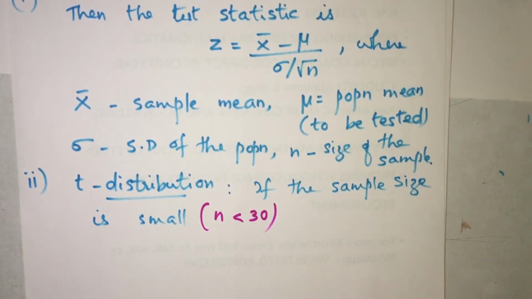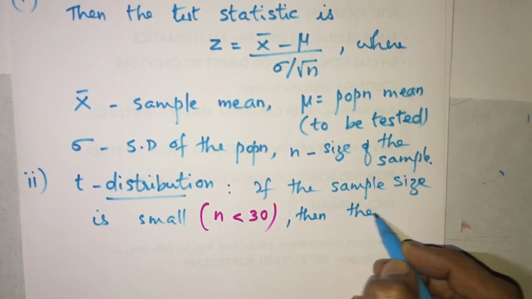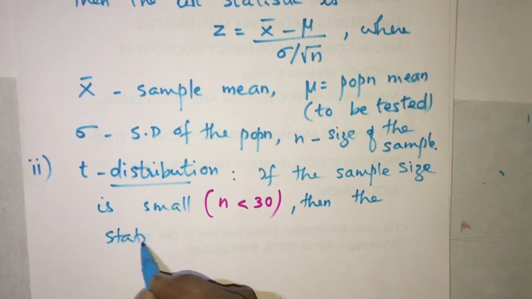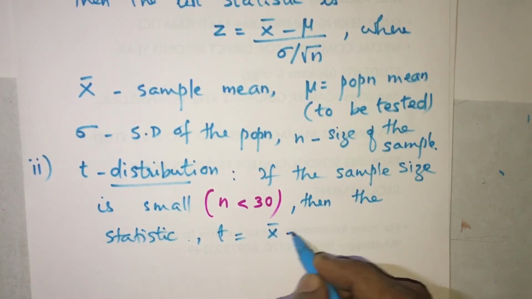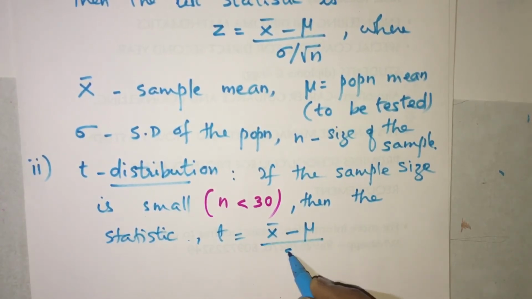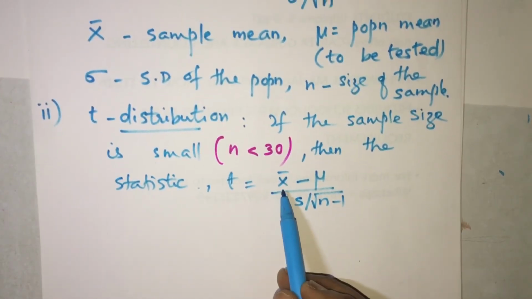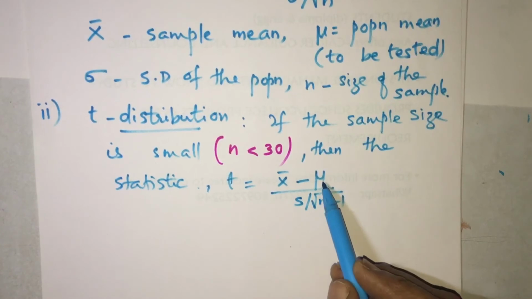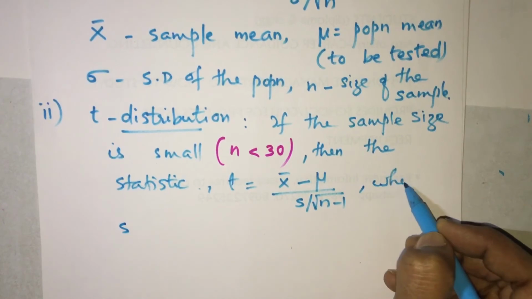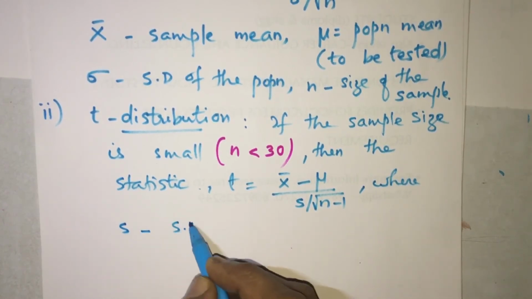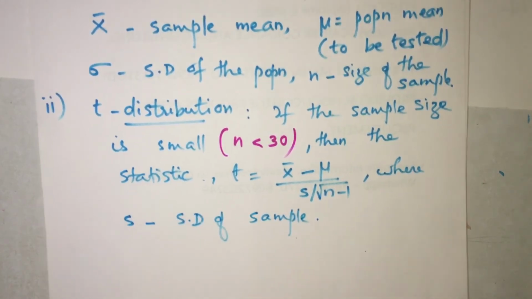Then the statistic T is equal to x bar minus mu divided by s upon root of n minus 1. Here x bar is the mean of the sample, mu is population mean, s is the standard deviation of the sample, that is s.